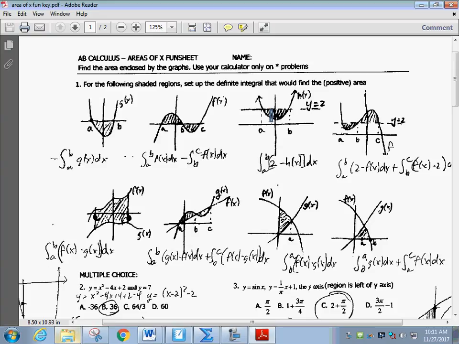Artificial endpoints, sorry. Sometimes instead of having endpoints created by intersections, they just give an artificial endpoint like an A or a B, x equals A, x equals B, in which case you use them, that's easy.